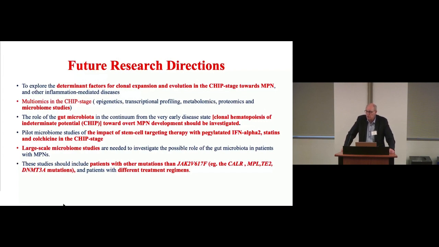Our future research directions are several. We try to explore the determining factors for clonal expansion and evolution in the CHIP stage toward MPNs, and also to perform multi-omics in the CHIP stage, including microbiome studies, because we really think that these studies together will help us come nearer to the truth in regard to the pathogenesis of these diseases.